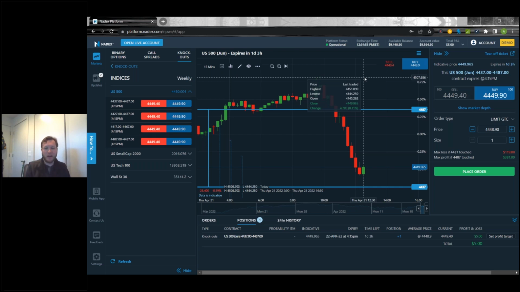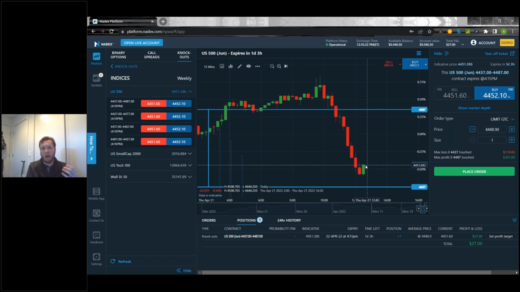If it hits that level, I paid $119 to get into the contract. My payout is going to be $500. So if it hits the ceiling, I'm on the buy side, my payout is going to be $500. My profit would be 500 minus 119, which is very quick math in the head, 381. So my profit on that would be $381 if it hits the very top.